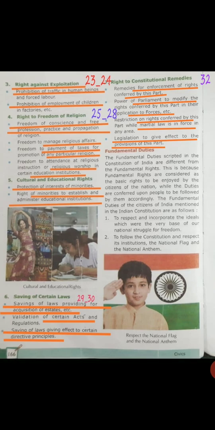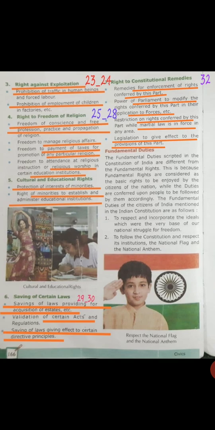Sixth is the saving of certain laws. It includes Articles 29 to 30. Saving of laws providing for acquisition of estates, etc., validation of certain acts and regulations, savings of laws giving effect to certain directive principles. And this article also includes that we should protect the laws, we should protect the certain acts, we should protect the laws which give effect to different things.